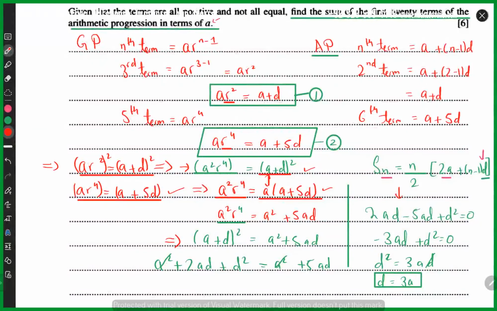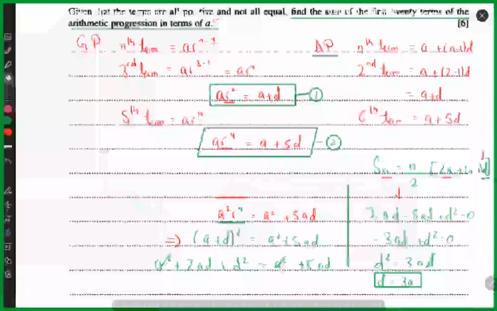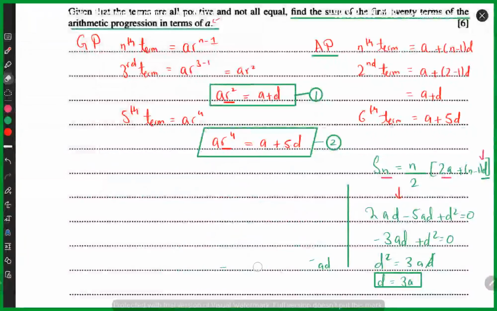Equation 1 is AR squared equals A plus D. First of all, I've squared both sides of equation 1. One second. I think I should just erase all of this and then do it directly because the steps are not done properly. That is why it's just getting more difficult.